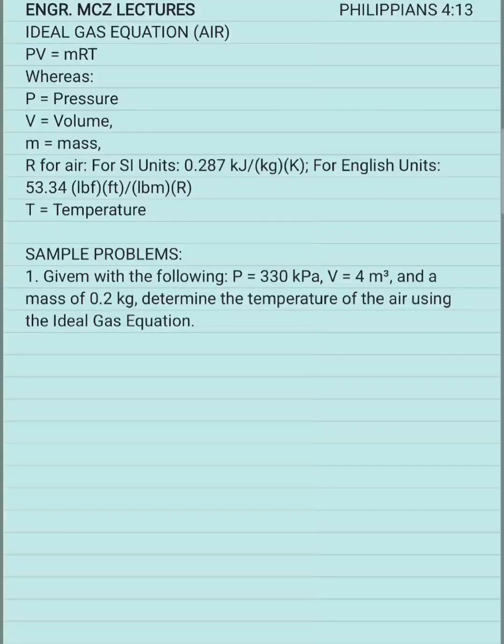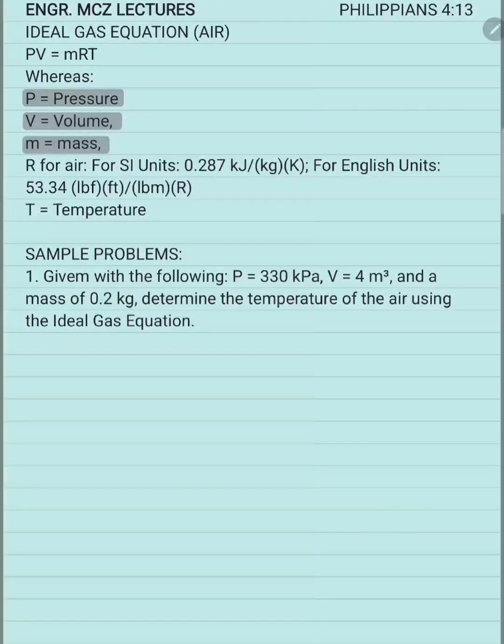The ideal gas equation is defined as PV equals mRT, where P is pressure, V is volume, M is mass, and R is the universal gas constant.